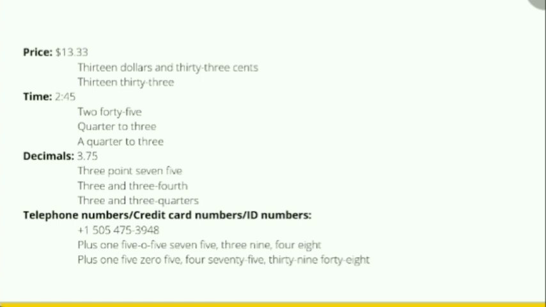And the last one we have is about telephone numbers, credit card numbers, and ID numbers. Here, for example, you have a number, and this number can be said as the following: +15057539948, or we can say it as +150547539948. So you have to make sure before you take your IELTS test that you are aware of the numbers and how they can be said differently.